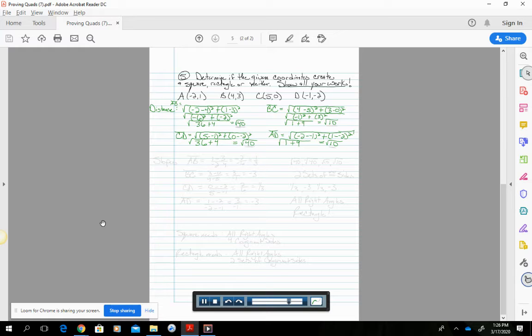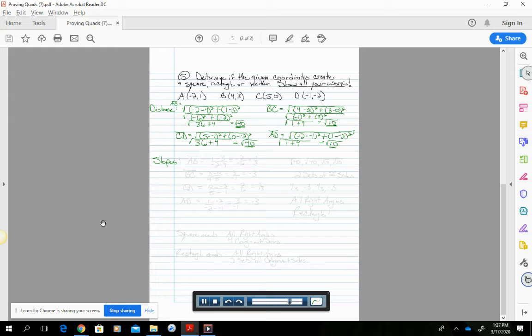Okay, so from there, I'm now going to find my slopes. Okay, now on my distance formula, if you notice, I have a square root of 40, square root of 40, so those two sides are the same length. Square root of 10, square root of 10, those two sides are also the same length.